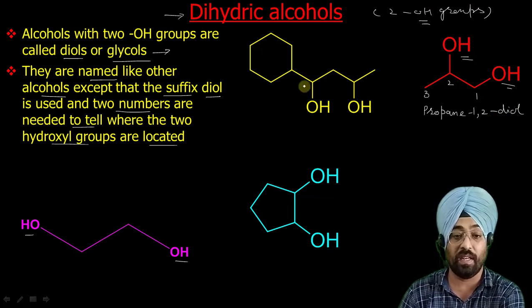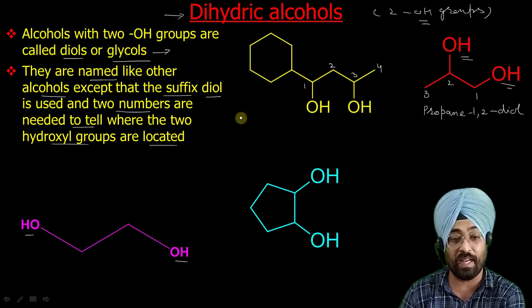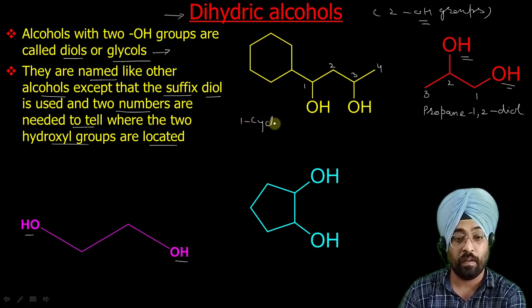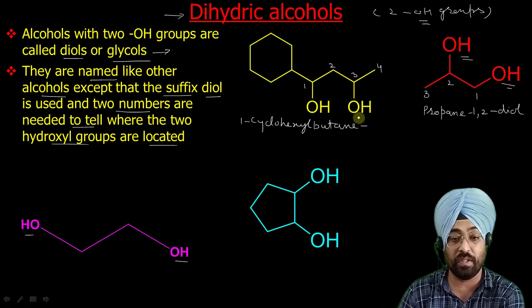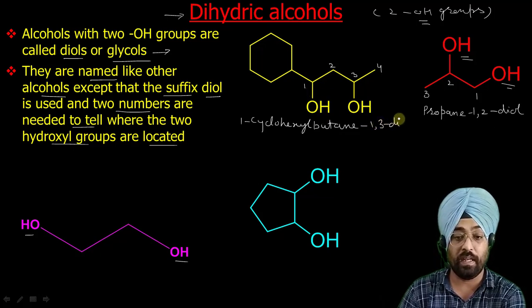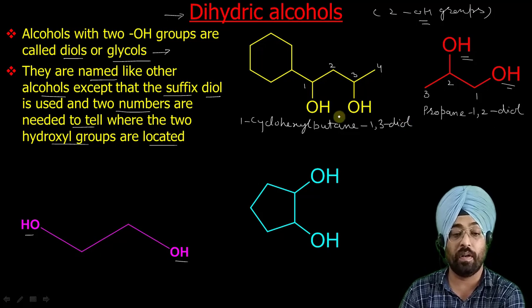Now let us see what will be the name of this one. We will start numbering from here, 1 2 3 4. At 1 we have a cyclohexyl group, 1-cyclohexyl. Now what is the carbon chain? 1 2 3 4, butane. The alcohol OH groups are present at the first and third position, 1,3-diol. So that is the name of this compound, 1-cyclohexylbutane-1,3-diol.